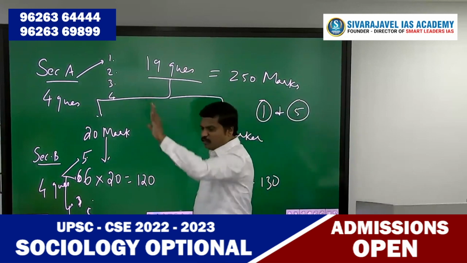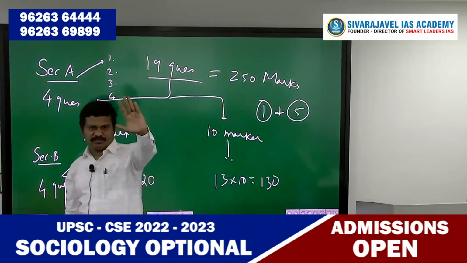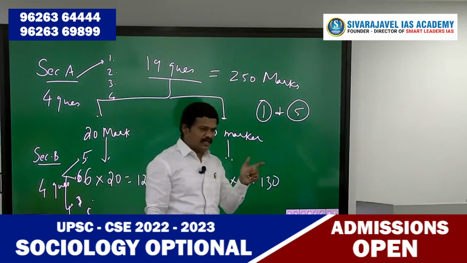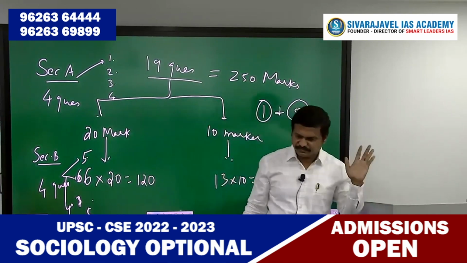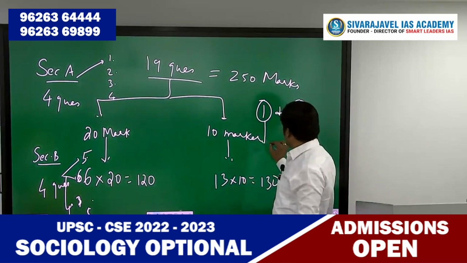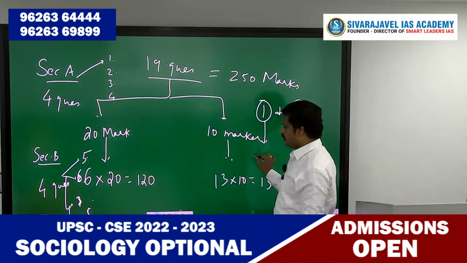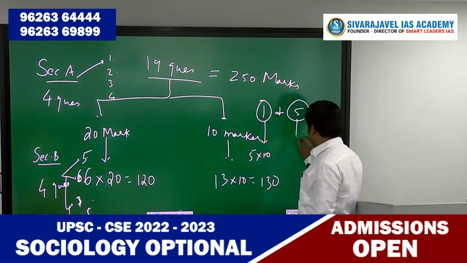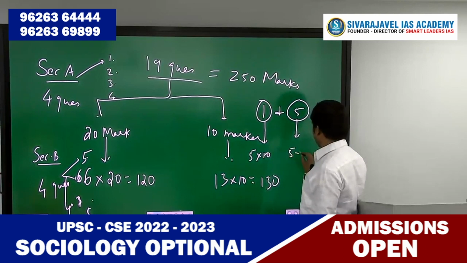In section A, 1 to 4 questions. In section B, 5 to 8 questions. 1 and 5 are compulsory. There is no choice. In 1, you'll get 5 short notes, 10 marker. In 5 also you'll have 5 10 marker questions.